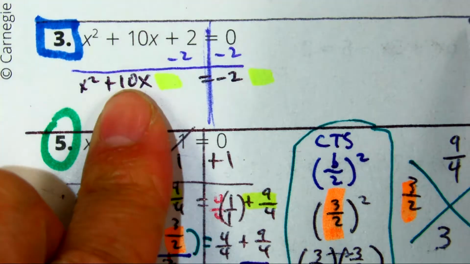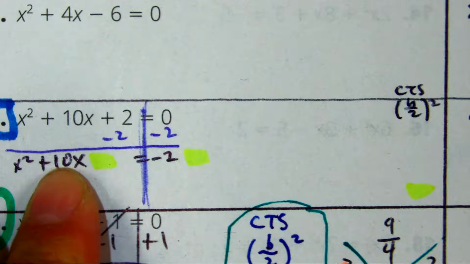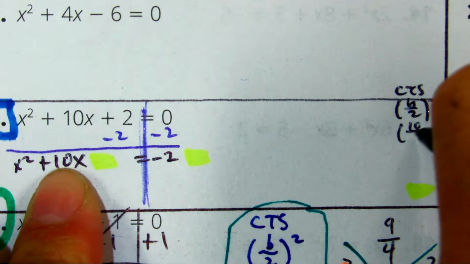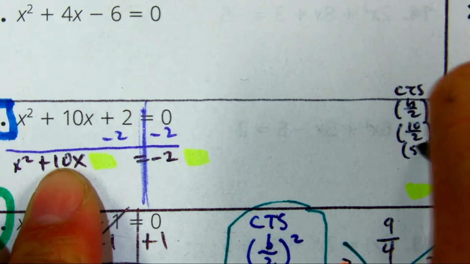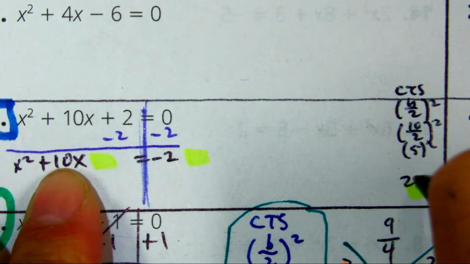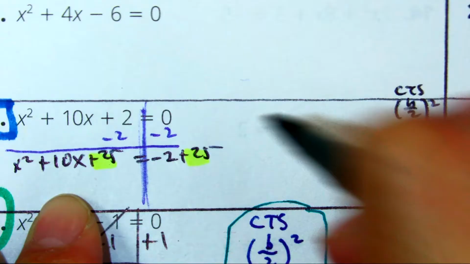Divide 10, so b divided by 2 squared. And you said 10 divided by 2 squared. 10 divided by 2, Darlene, is? And 5 squared is? 25. You are correct, Darlene.